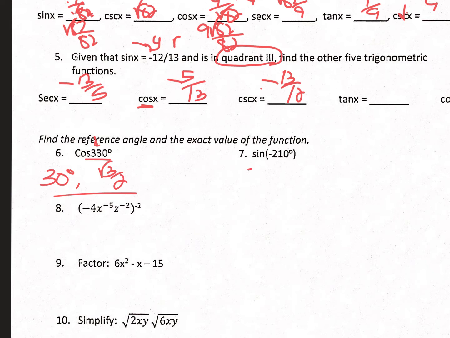Number 7, sine negative 210. Find the reference angle. That's 30 degrees because negative 210 is 30 degrees past negative 180. Okay, so the reference angle is 30. So I'm really thinking, okay, what's sine 30 degrees? Well, sine 30 degrees is 1/2. Now, it's either going to be positive a half or negative a half. And because it's in quadrant 2, because it's a little bit past negative 180, I got to think, is sine positive or negative in quadrant 2? It's positive. Okay, so I'm done right there.